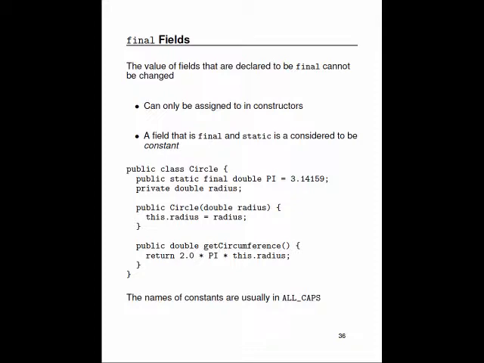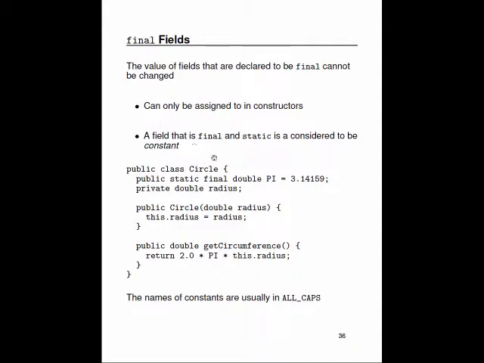Now, like I said, a field that is marked as final cannot be changed, meaning that it's only assigned to in constructors or when it's declared, which is essentially a constructor. So a field that is both final and static is basically like a global variable that cannot be changed, also known as a constant. And constants in Java are in all caps with underbars between words.